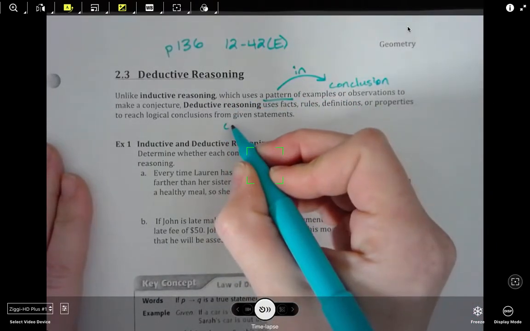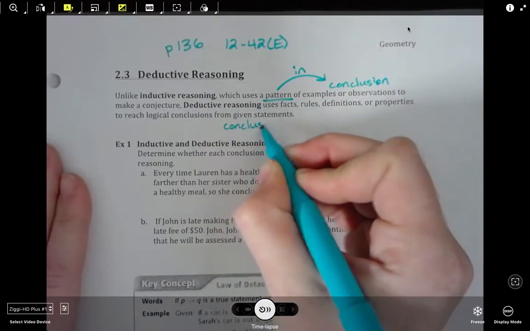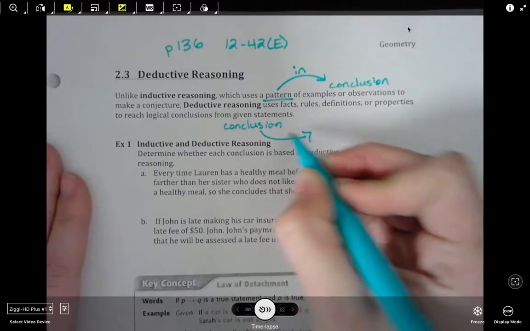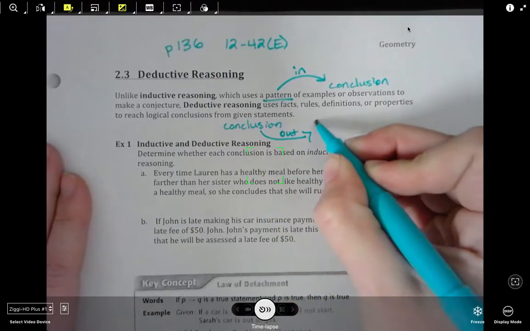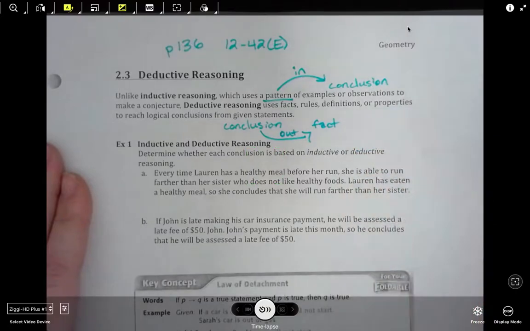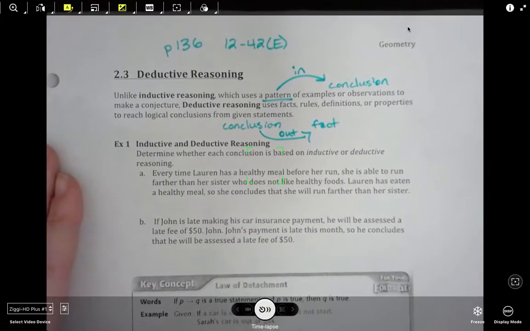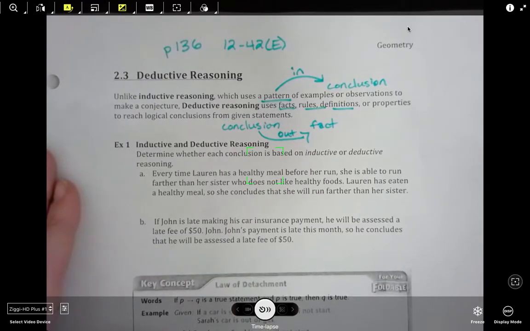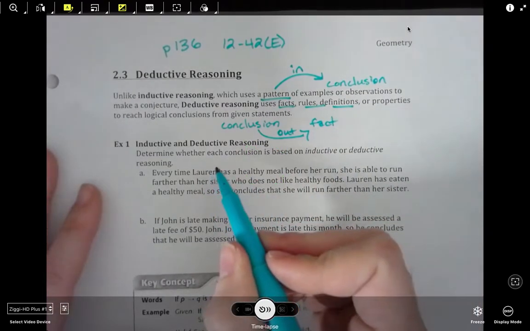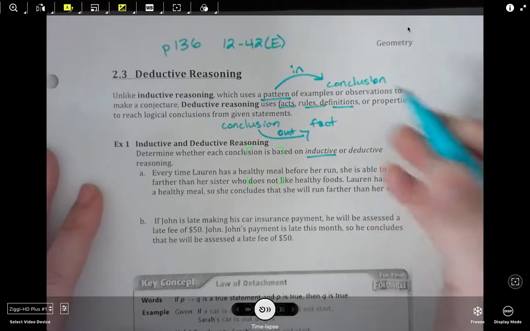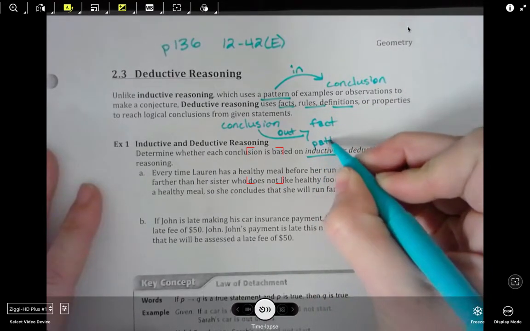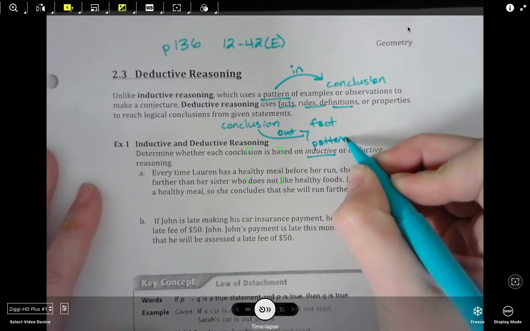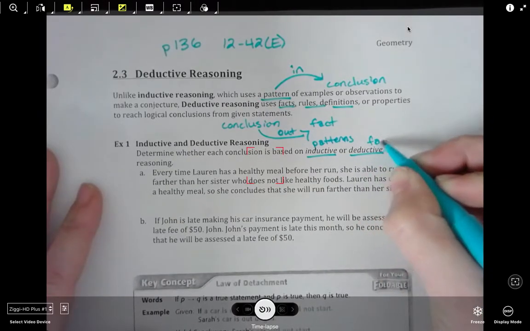So you take some sort of conclusion and you draw out facts from that. It uses facts, rules, definitions, or properties to reach a conclusion. Inductive reasoning, a lot of the time is, I'll just write this in here, patterns, and deductive is facts.